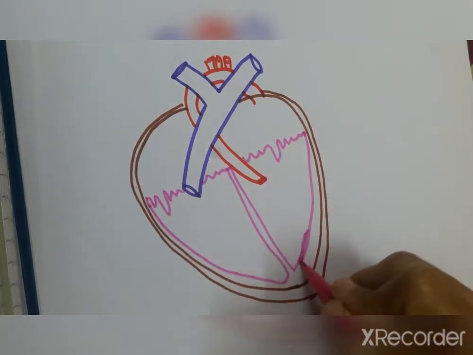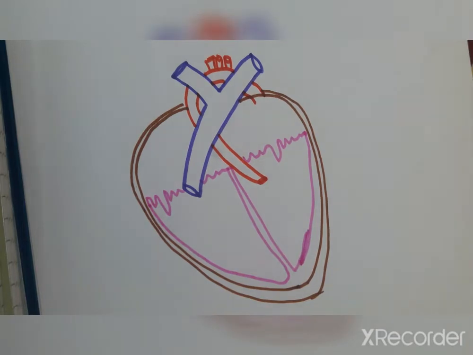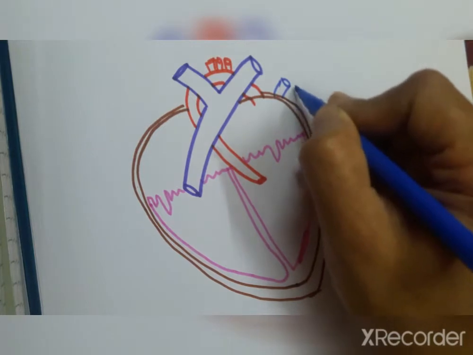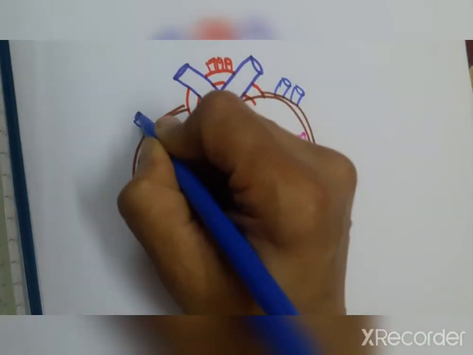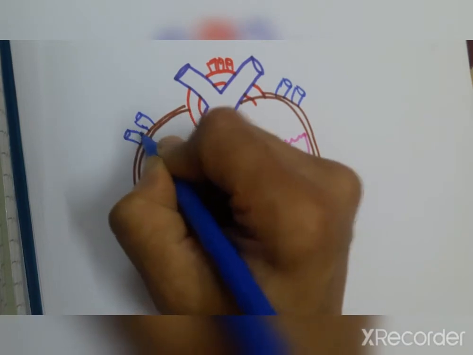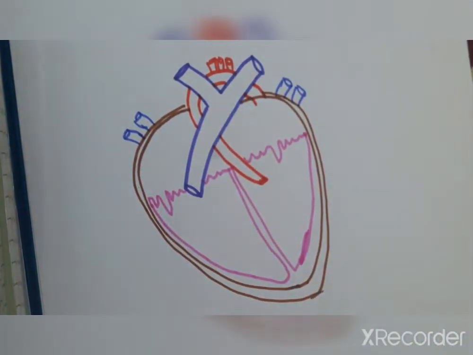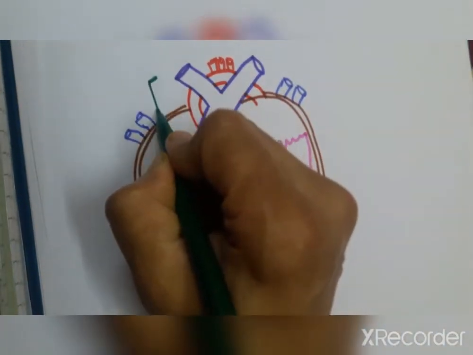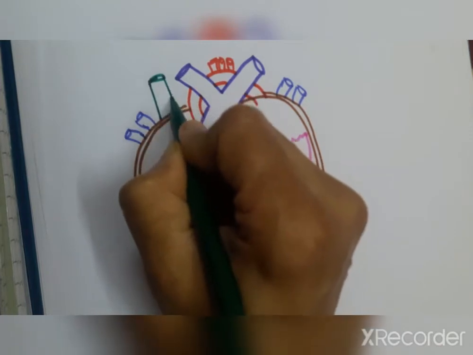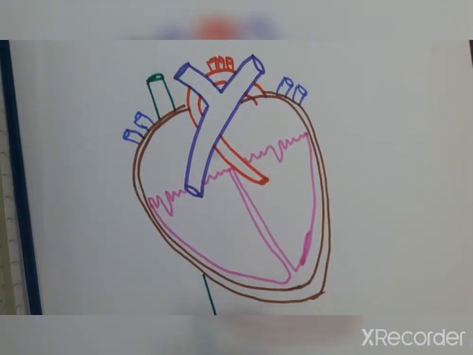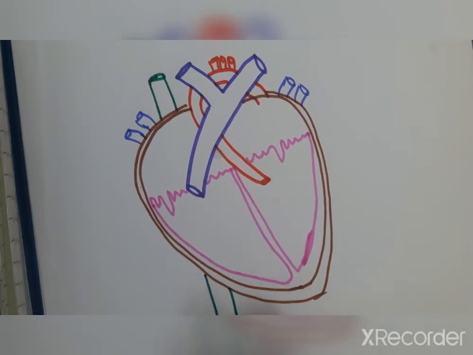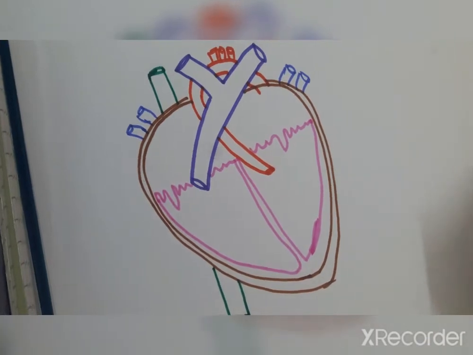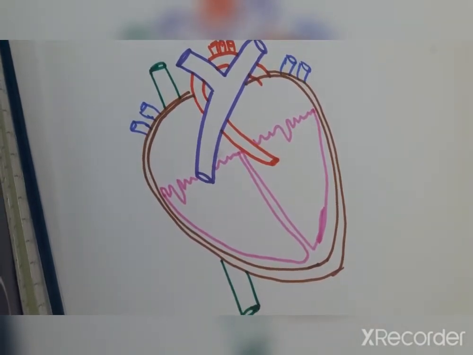And what else? We have pulmonary veins here. 2 veins here. Because they go to lungs. 2 lungs are there, that's why 2. Now the most important is here the biggest vein, which is called as the vena cava, superior vena cava and the inferior vena cava. Okay children, now I will do the labeling.